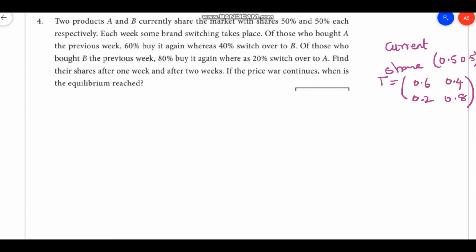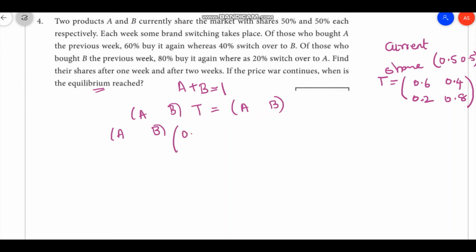Now we'll move on to the last part of the problem. If the price war continues, when is the equilibrium reached? We have been seeing in all the other problems that at equilibrium, A plus B will be equal to 1, and also AB into the transition matrix will give us AB. So we keep AB as it is and take the transition matrix, 0.6, 0.4, 0.2 and 0.8, equal to AB.